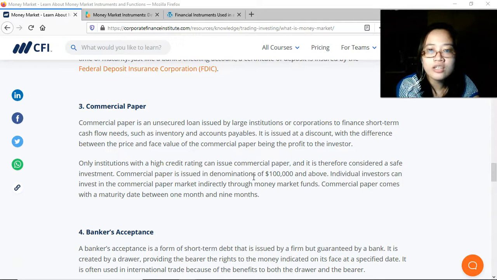Commercial paper is issued in denominations of $100,000 and above. Individual investors can invest in the commercial paper market indirectly through money market funds. Okay? So, indirect investment kapag individual investors. Comes with a maturity date between 1 month and 9 months.